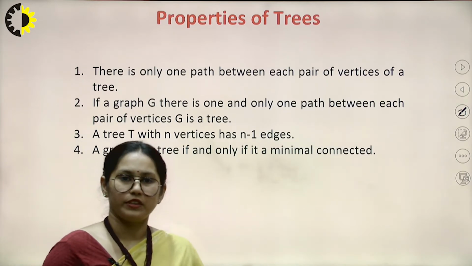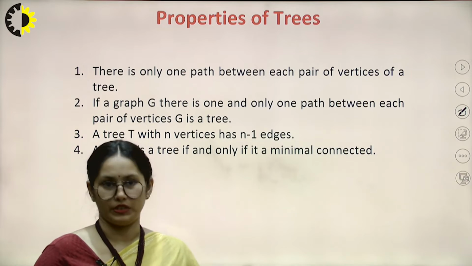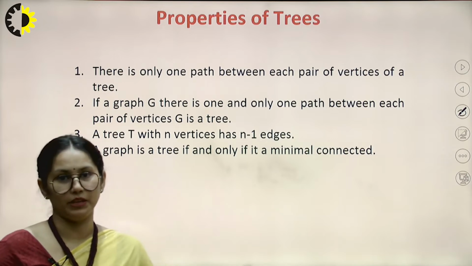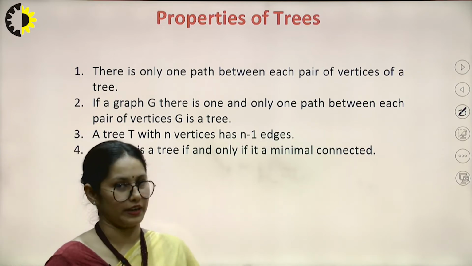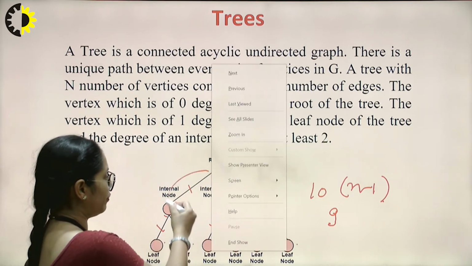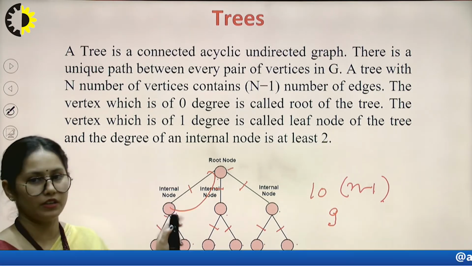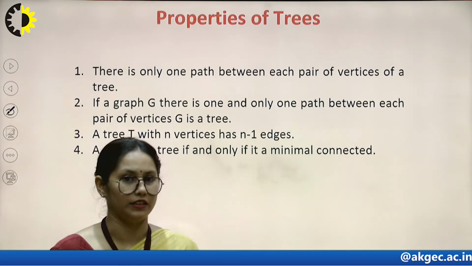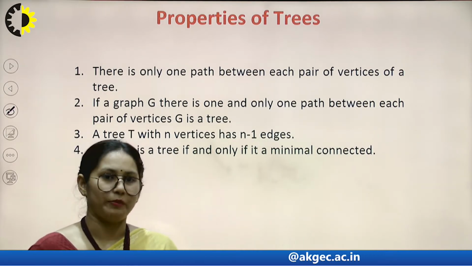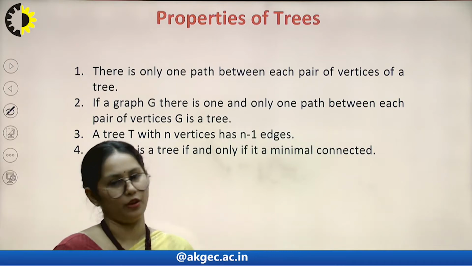Now what are the various properties of a tree? The first one is that there should be only one path available between each pair of vertices. I have already told you that there should be only one path, not more than one path. If you have more than one path, it will create a cycle, and in a tree there should not be cycles. So the first property is that there is only one path available between any pair of vertices.